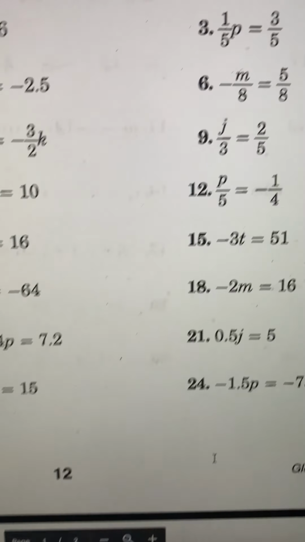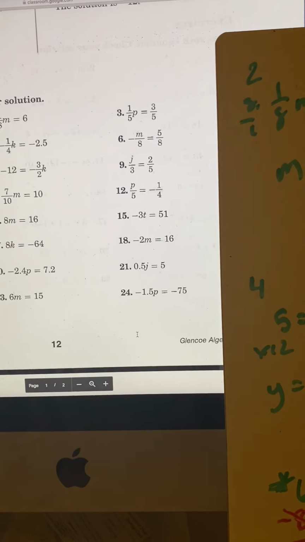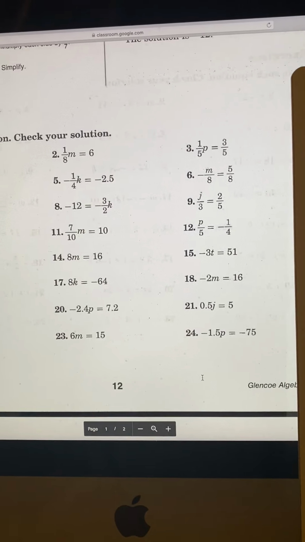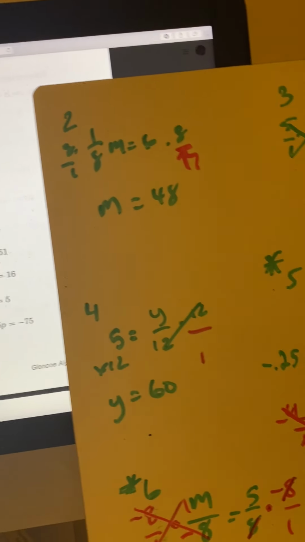Honestly, any of the fraction and decimal ones, just to get you in the habit of working with fractions and decimals, is good at any time. I really loved number 5 just because it had fractions and decimals in the same problem.